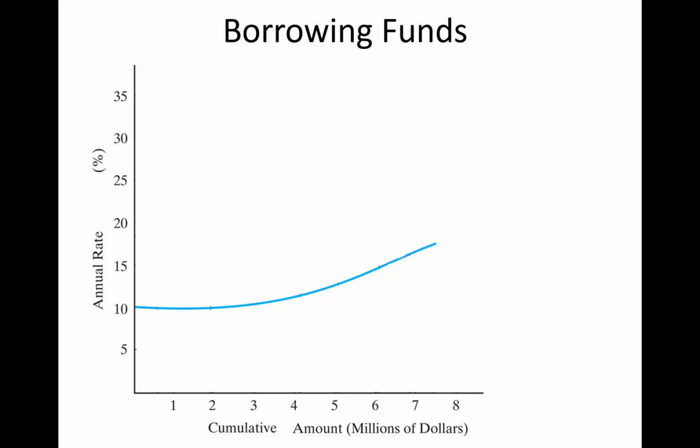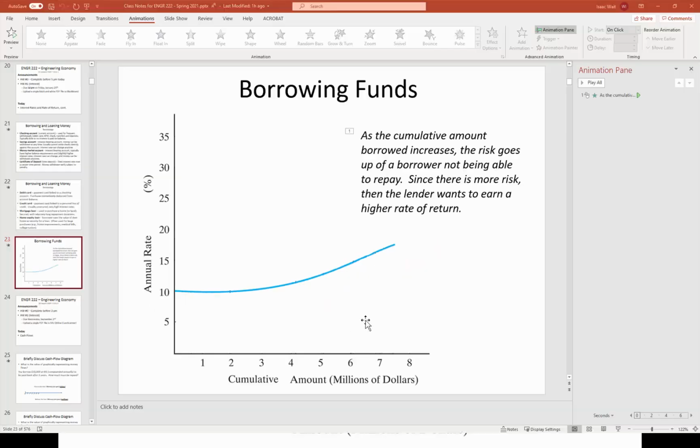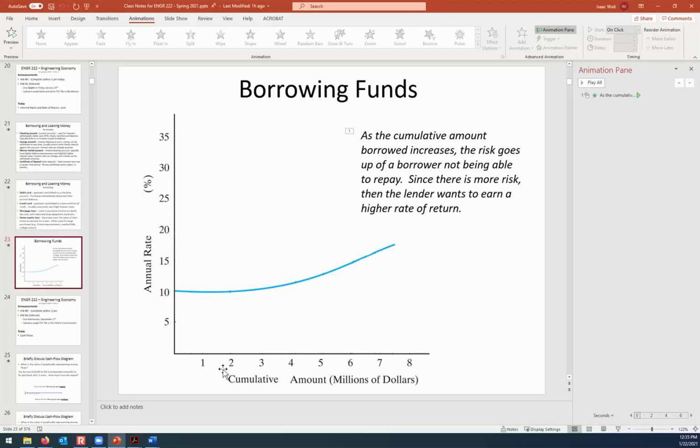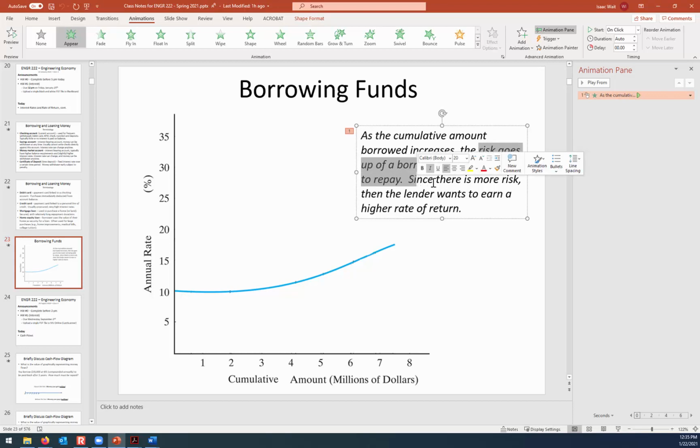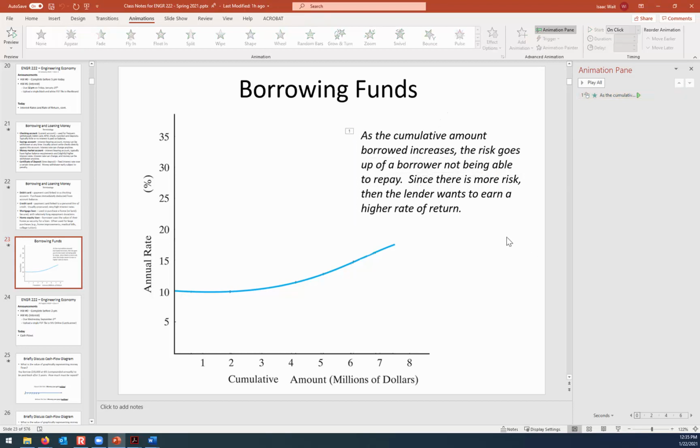Okay, so let's change gears completely, because I think you probably get the idea there. Are there any questions related to this concept before we move on? Oh, I guess I didn't show you this text here. So the trend is, as the cumulative amount borrowed increases, the risk goes up of a borrower not being able to repay. And since there's more risk, the lender wants a higher rate of return. Okay.